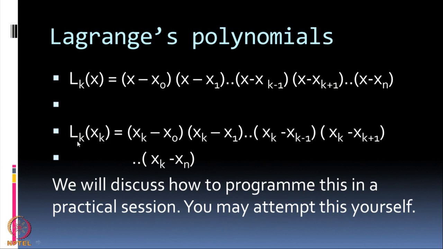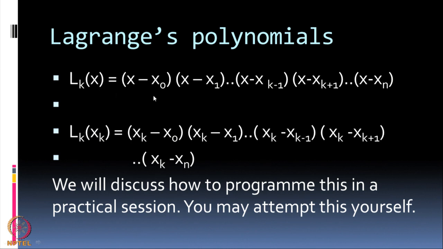What is Lk(xk)? Lk(xk) is again a product. This is not a polynomial, because all the terms on the right hand side are known quantities. There is no variable here. (xk minus x0)(xk minus x1) up to (xk minus x(k minus 1)). There is no (xk minus xk) because that would be 0. All other terms are there. So, that is my Lk(xk), which is a numerical factor. Lk(x) is a polynomial.